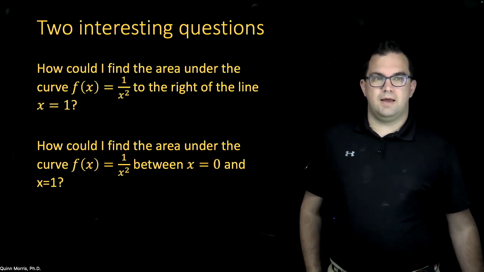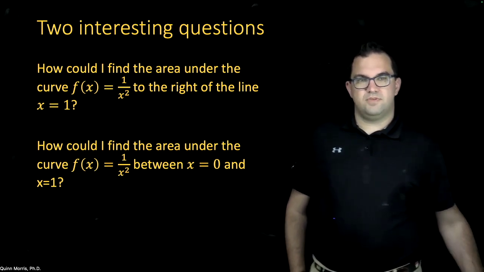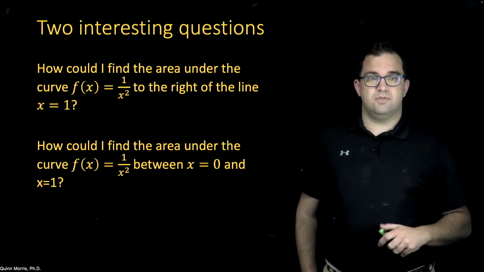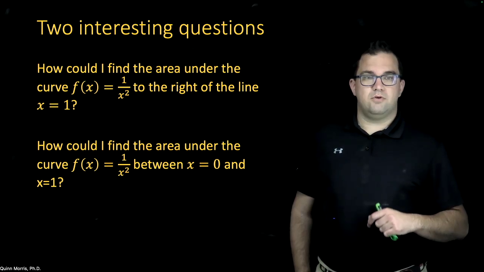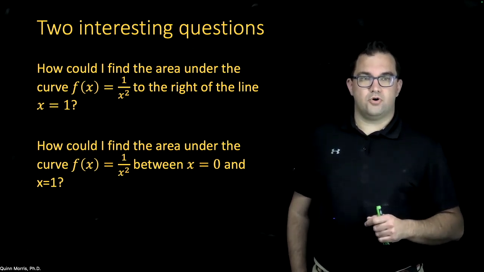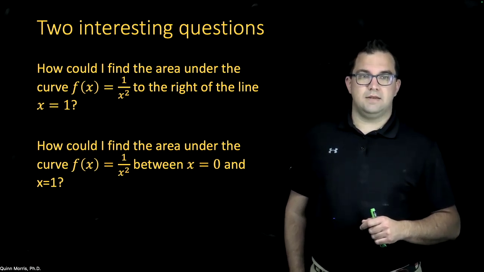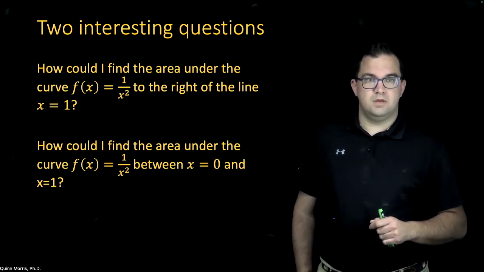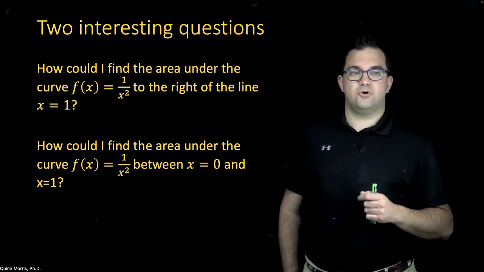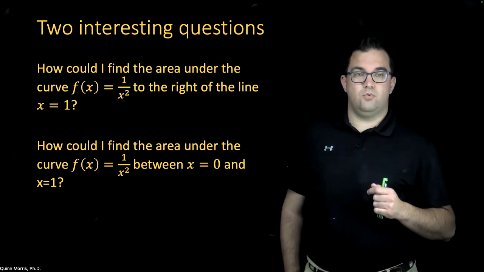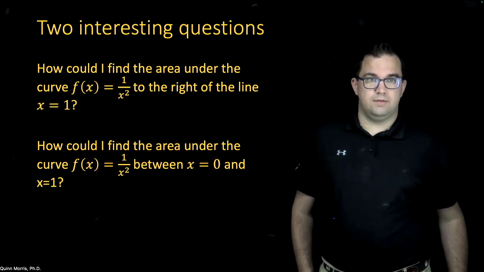So let's begin by looking at two interesting questions. Both of these questions deal with the same function, the function 1 over x squared. In the first problem, I want to know if I could find the area under the curve 1 over x squared that's to the right of the line x is equal to 1. In the second question, I want to ask, how could I find the area under the curve f of x is equal to 1 over x squared between x is equal to 0 and x is equal to 1?